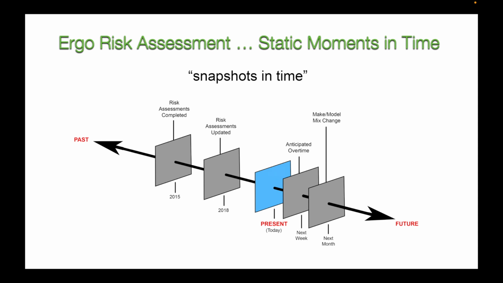Say next week we anticipate some overtime. We could actually, since these models are continuous in nature, and you don't have a single, like an average or a worst case input, you make a change to one force or you change something such as cycle time, it's easy to calculate what the change is going to be. So here we can see, okay, what's the impact of anticipated overtime? Or maybe we're going to have a make model mix change.